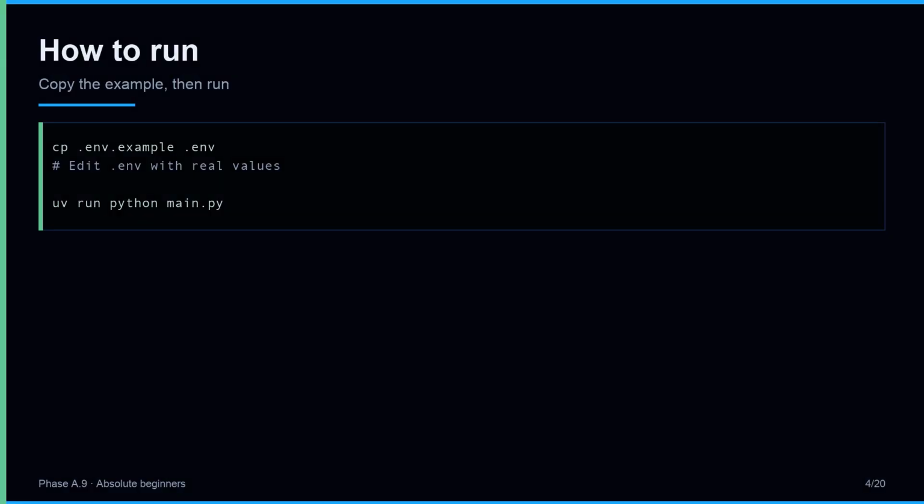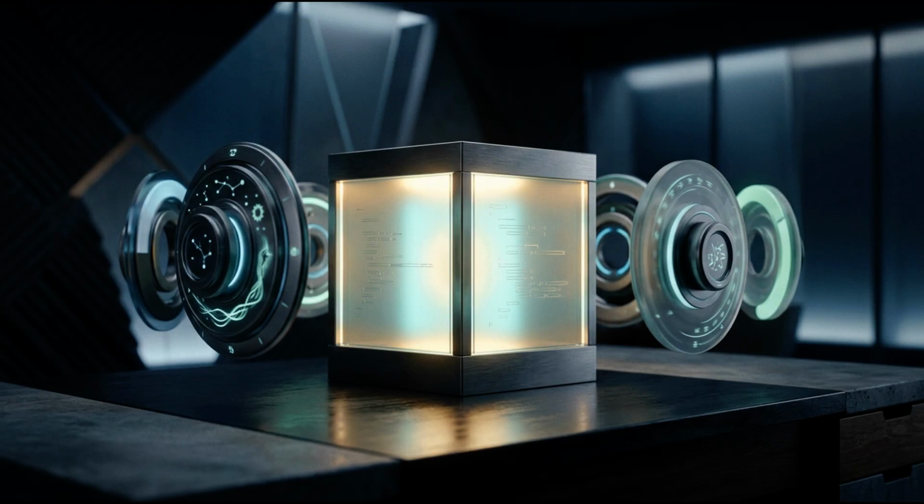The .env file is your local settings file. Open it and fill in real values: your API key, your file path, your flag. Then run the program with uv run python main.py. Python-dotenv reads the .env file at startup and exposes every value through os.environ, just like real environment variables. If you skip the copy step, the values are missing and the program tells you. Copy, edit, run. Your code is the same in every environment. Only the settings change.